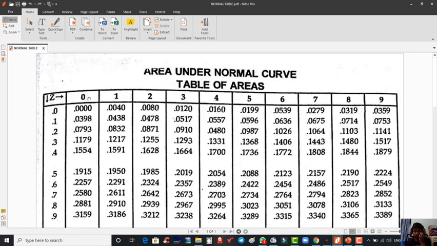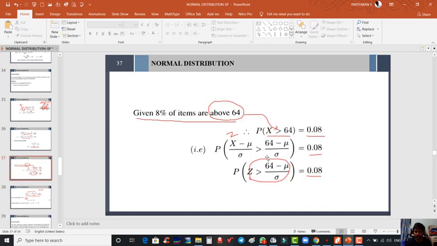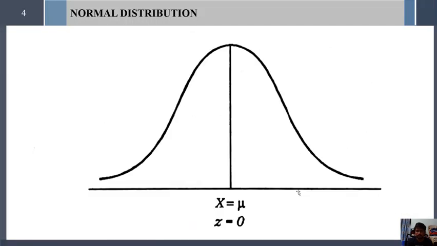In this problem, note that we are given the area and we have to find the mean and standard deviation. For this reason, we are going to find the ordinate Z values instead of finding area values, using the normal table in reverse order. So this value is 1.4. Therefore, we can easily cross multiply this factor, and the resultant is mu plus 1.4 into sigma equal to 64. Now solving these two equations, this is equation 1.